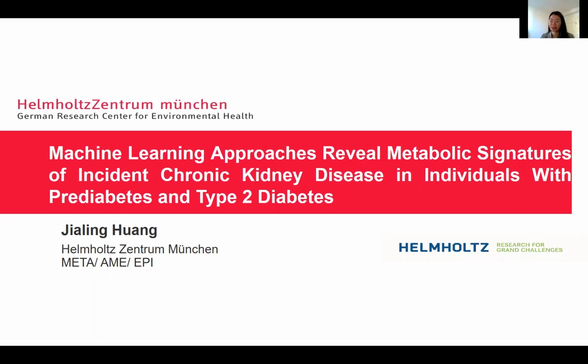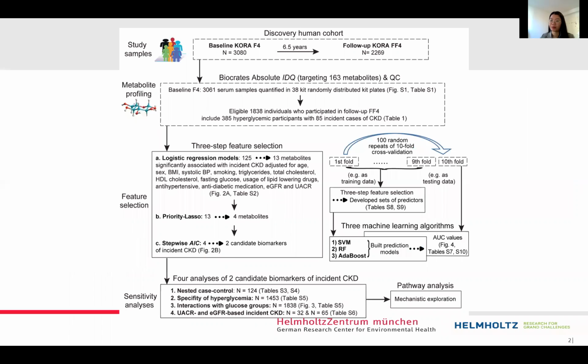The topic I present today is machine learning approaches to reveal metabolic signatures of incident chronic kidney disease in individuals with prediabetes and type 2 diabetes. Today, I will mainly present our recent publication. In our study, we aim to identify and evaluate prospective metabolic biomarkers and the suitable set of predictors of incident chronic kidney disease in the pre and type 2 diabetes population.